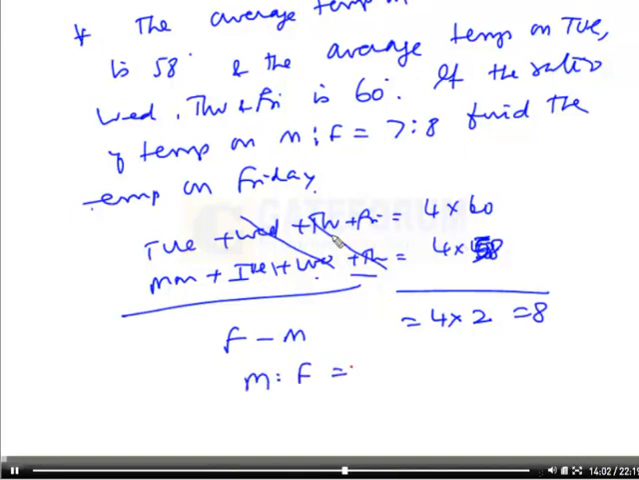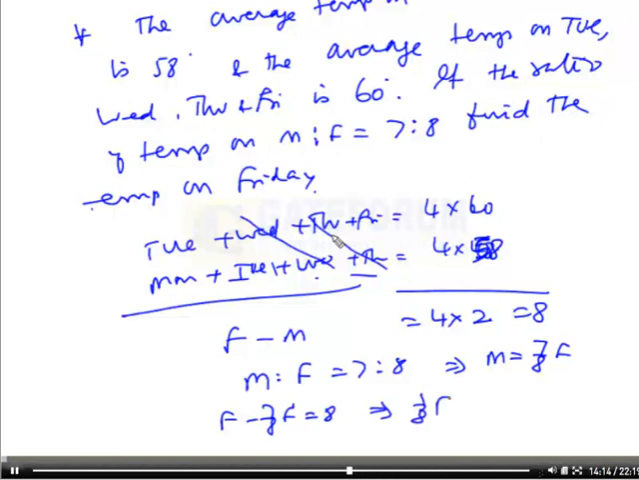Monday to Friday is going to be 7 by 8, which means Monday is 7 by 8 of Friday. So Friday minus 7 by 8 of Friday is equal to 8, which means 1 by 8 of Friday is 8. Therefore Friday is 8 into 8, 64 degrees.